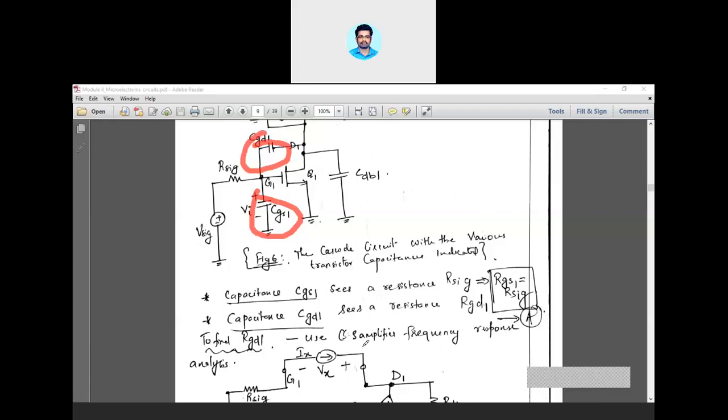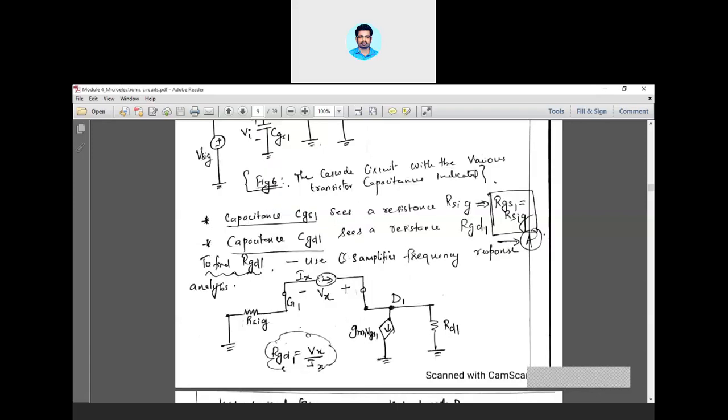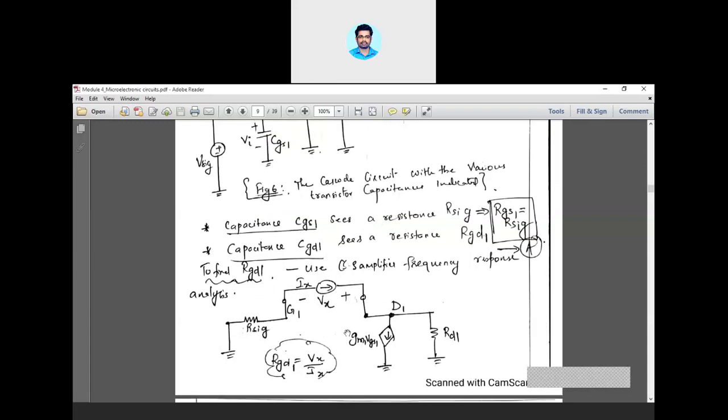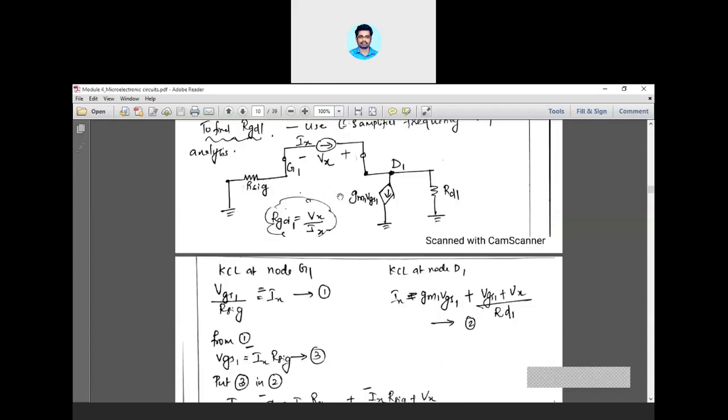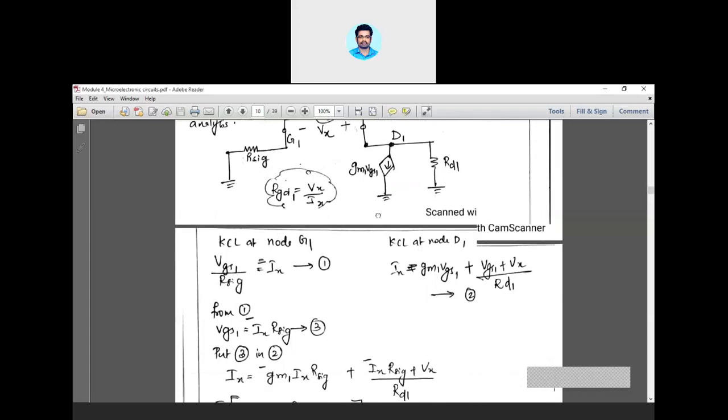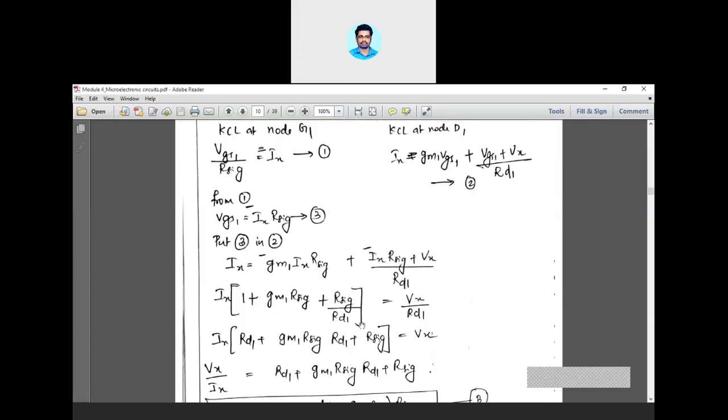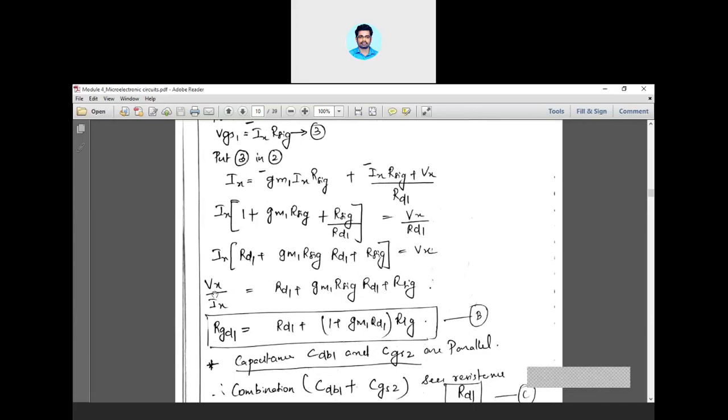For that, I have drawn this small signal equivalent circuit by connecting a dummy voltage source and representing a current across the two terminals, considering Rd1 and Rsig at the two terminals, gate and drain, and this is your drain current. Then applying KCL at the nodes G1 and D1 and solving these two, you get the equation for Vx by Ix. The ratio of the dummy voltage divided by that current will give you the value of RGD1.